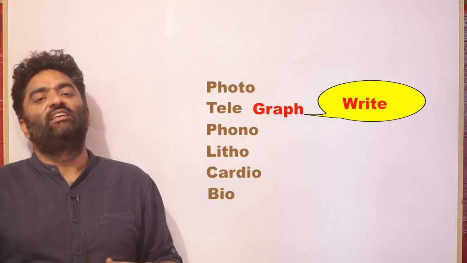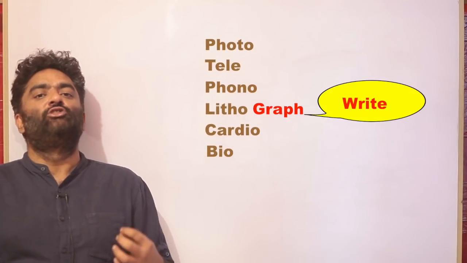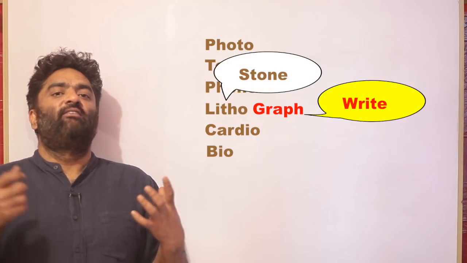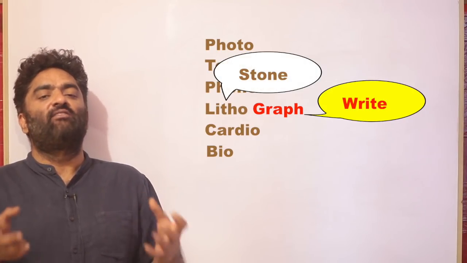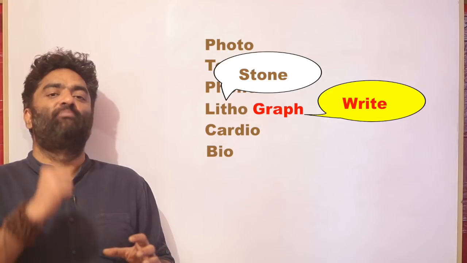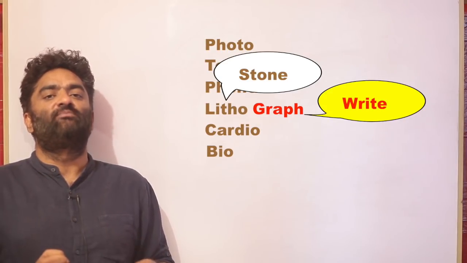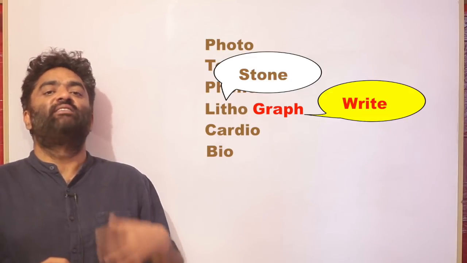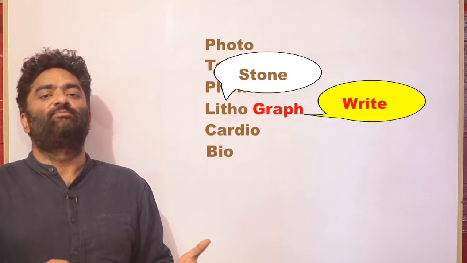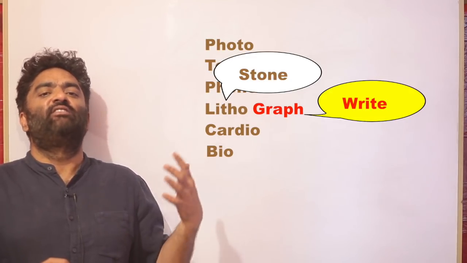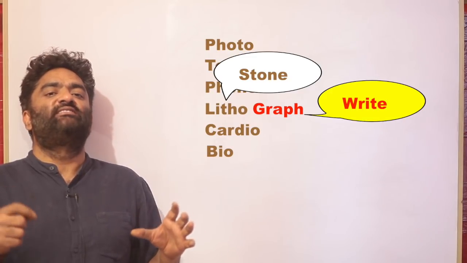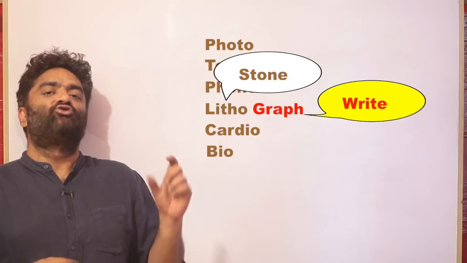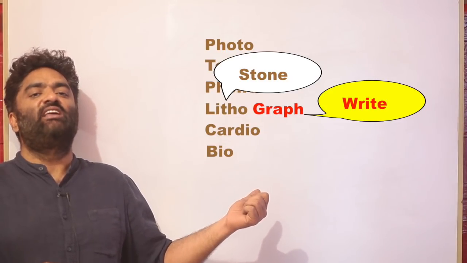The next one in the list would be lithograph. Now litho means stone and graph means to write. So if you have ever seen something written on a stone, maybe carved out using a tool, that can be considered a lithograph. So in earlier times, and I'm talking about 200-300 years back, and in some places maybe even right now, you would see an inscription written on the stone. That kind of a thing would be known as a lithograph.